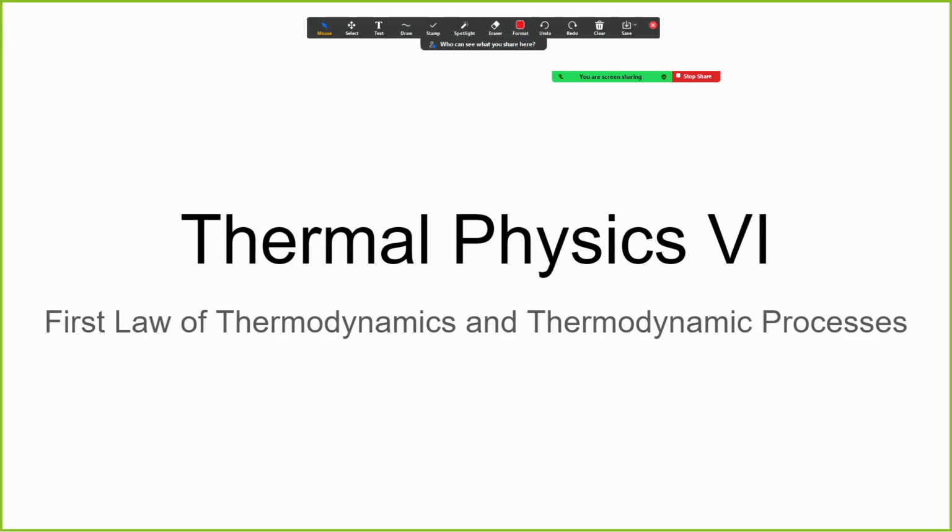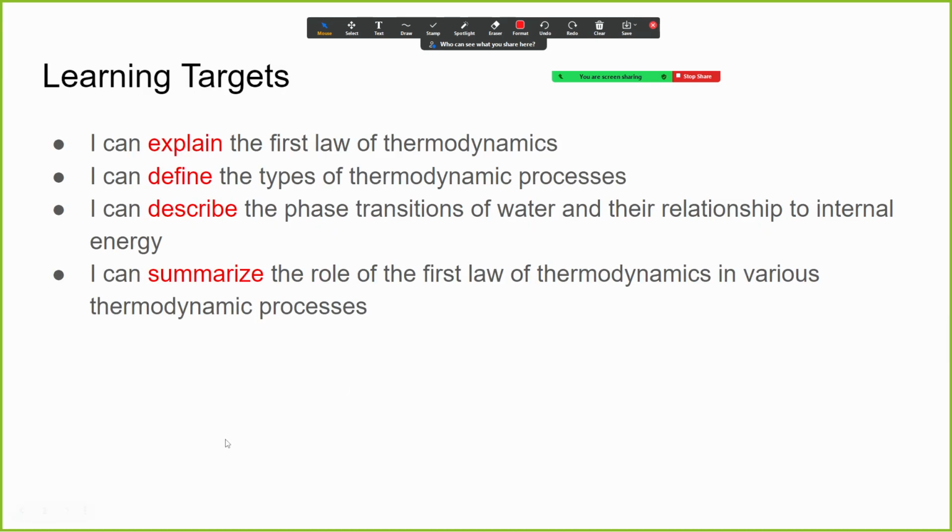Okay, time for Thermal Physics 6. So, once again, penultimate lecture of our second unit, which is kind of cool. Hopefully, Thermo has been just as exciting for you as it has been for me. So, we'll go through our learning targets, and try to get through this lecture a bit more quickly because it is slightly shorter.